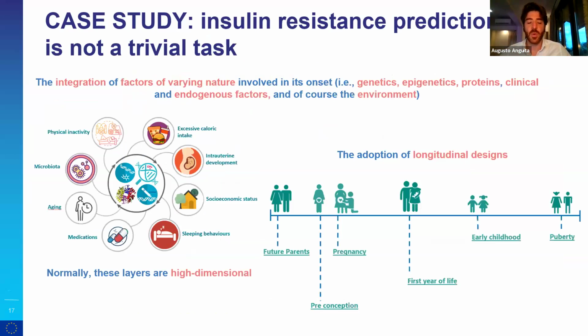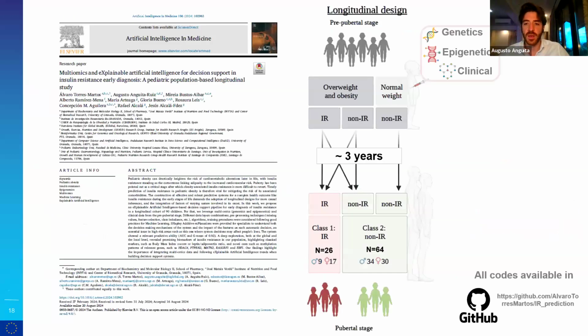For that, we will use multiple sources of information. We will try to integrate epigenetic data, but also protein data, other clinical information, and also SNPs data. And we will have this longitudinal design that is mandatory if we want to build a reliable predictive model. We cannot make these kinds of assumptions or predictions if we have just a cross-sectional data set.